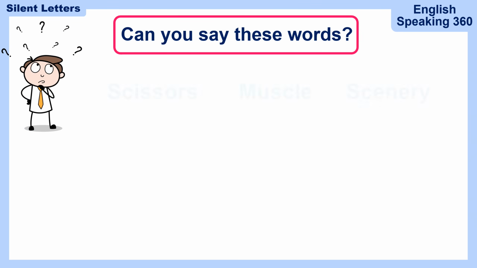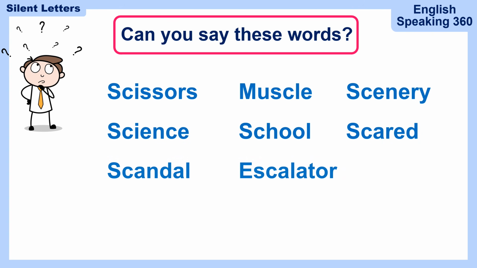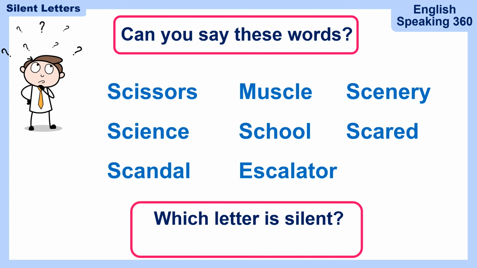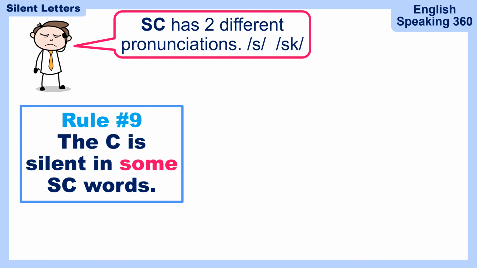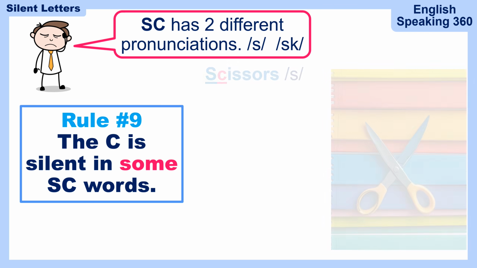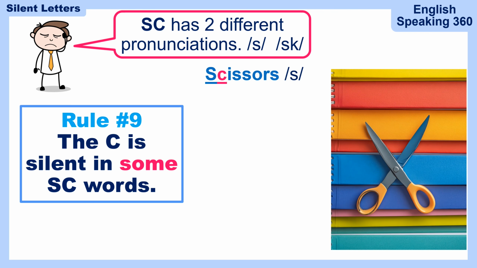Can you say these words? Which letter is silent? And what's the rule? Let me tell you right now. SC has 2 different pronunciations. It can be said as S or SK. Rule number 9. The C is silent in some SC words, but not all of them. For example, scissors. We don't say skizzers.